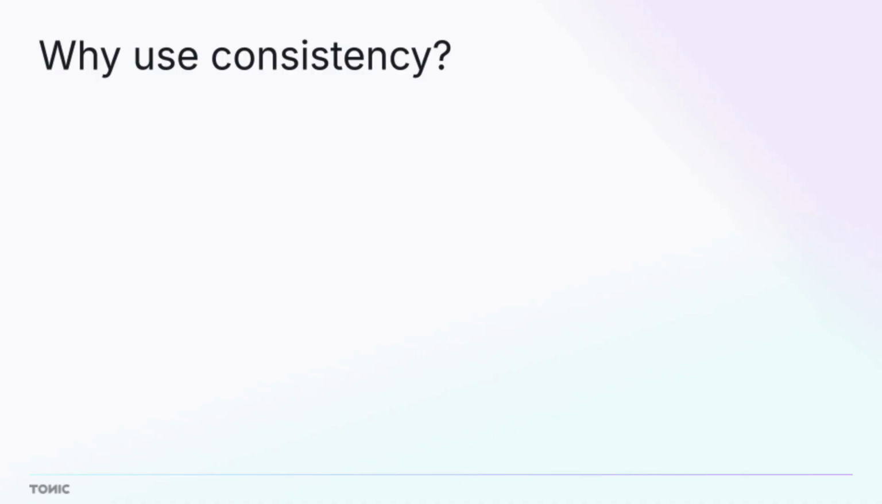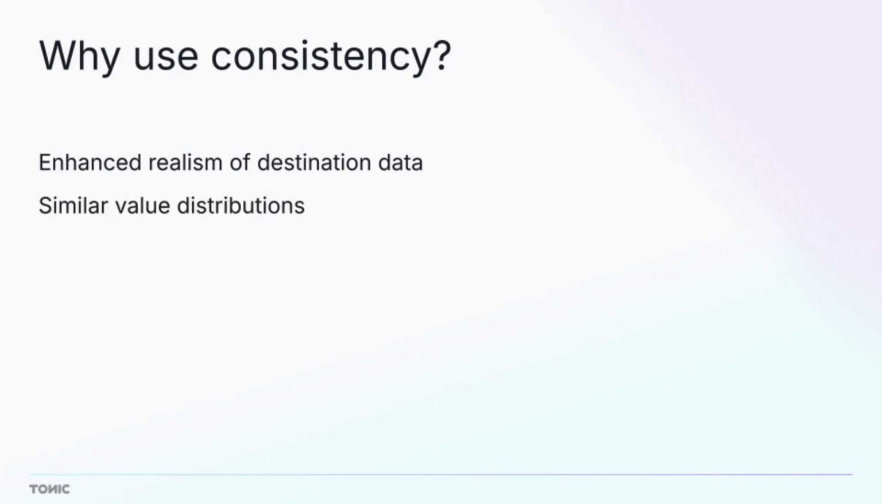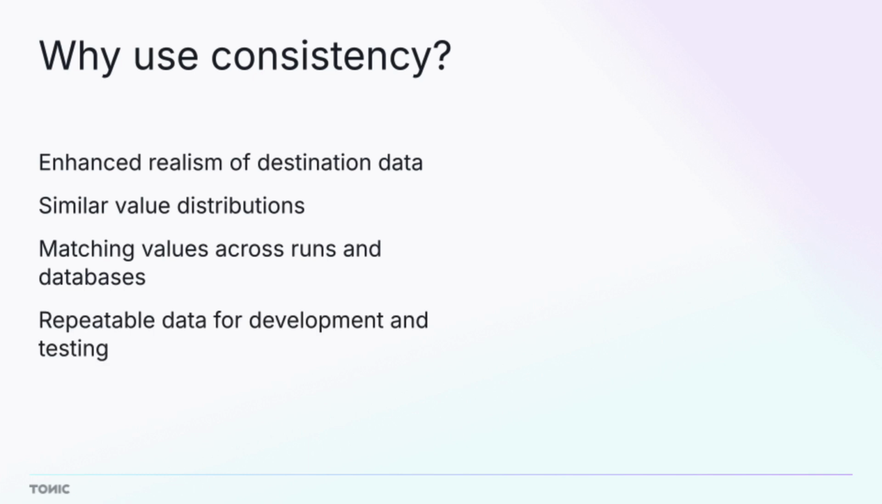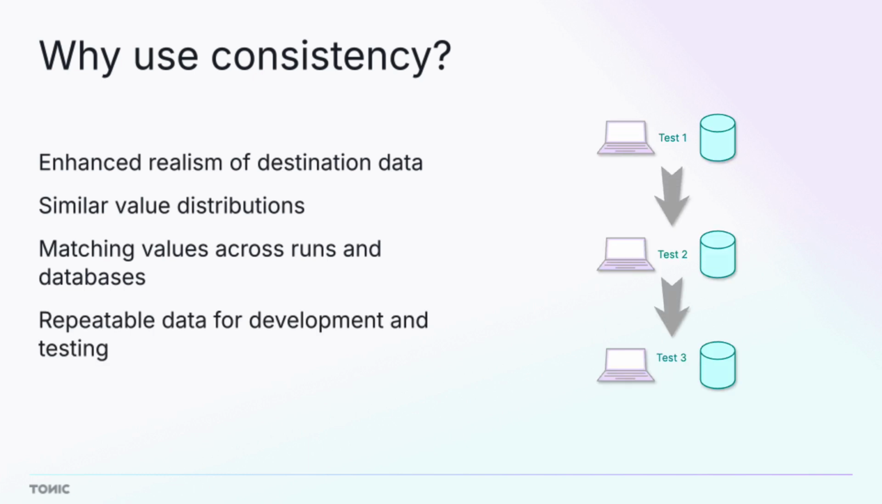Why use consistency? Consistency can enhance the realism of your destination data. For example, it can produce a similar distribution of values within the destination data, and it can produce matching values across tables and databases that contain some of the same data. Repeatable data can be important for development and testing, where each iteration needs to start with the same data.